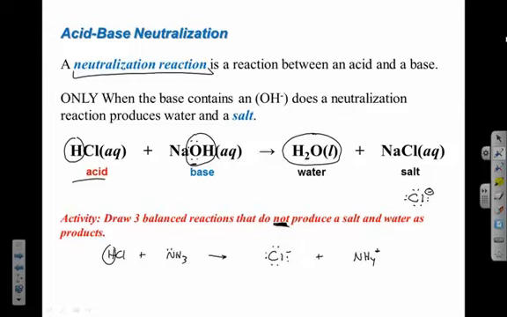No salt. Well, technically that's a salt, but no water in that example. I could look at a carboxylic acid as my acid reacting with OH minus, and I'll get a salt and water. If I react with any other base, maybe an NH2 minus.